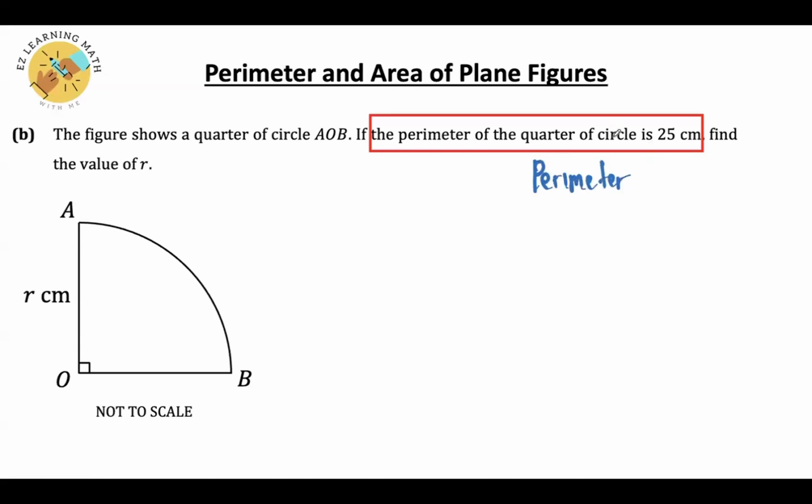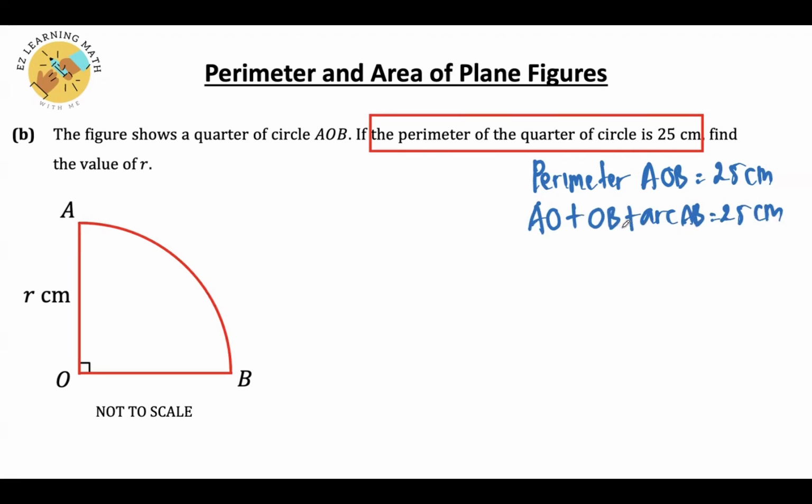Now let's write the formula for the perimeter. So what is the perimeter? Perimeter is the total distance around the outside of the shape. In simple terms, it's like walking along the boundary of a shape and adding up all the distances traveled along each side. So the perimeter is AO plus OB plus arc AB.